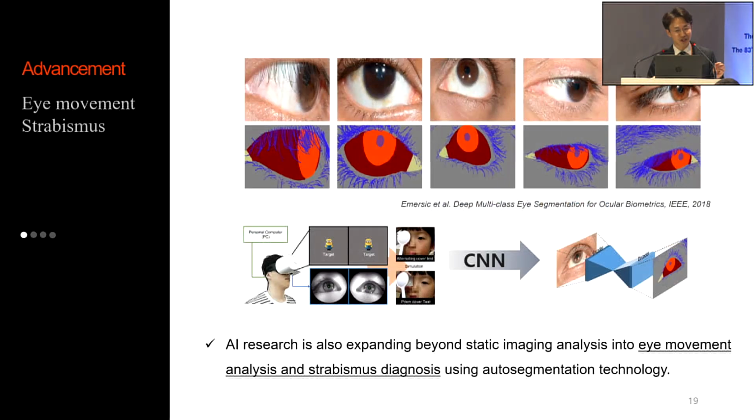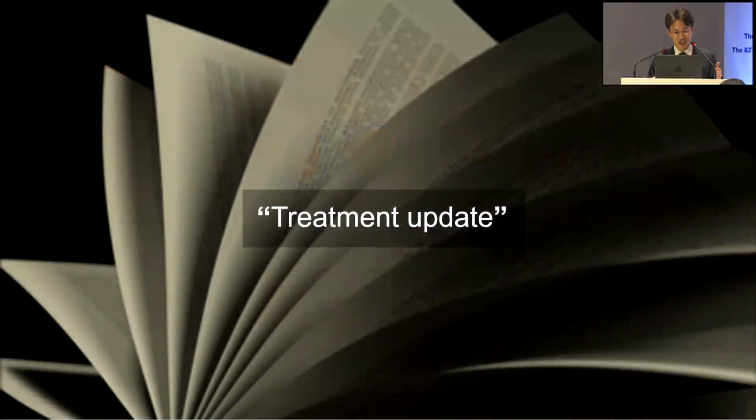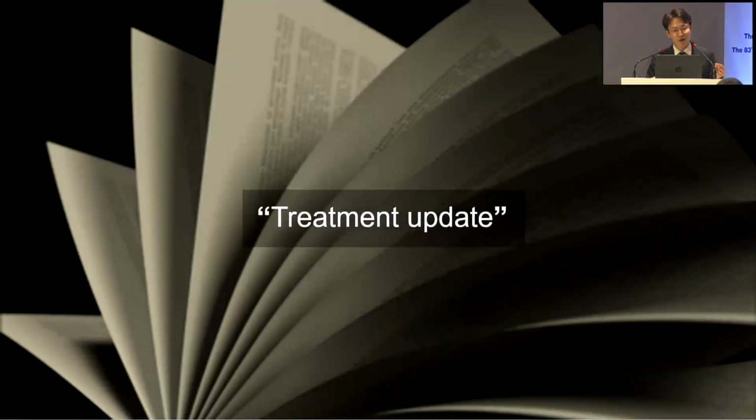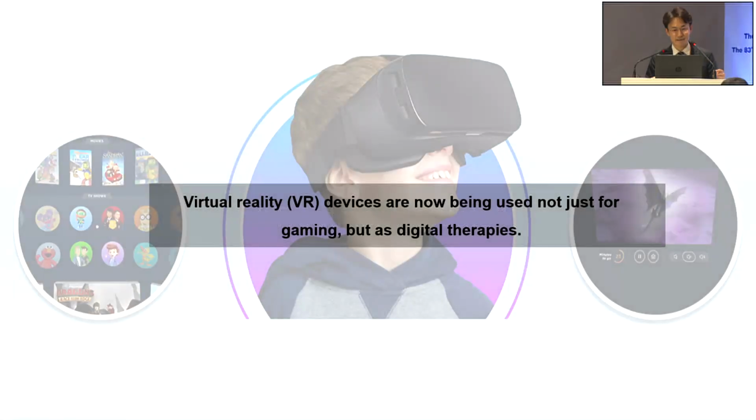AI research is also expanding beyond analyzing static imaging and into dynamic eye movement analysis and strabismus diagnosis using auto-segmentation technology. Now let's talk about treatment.